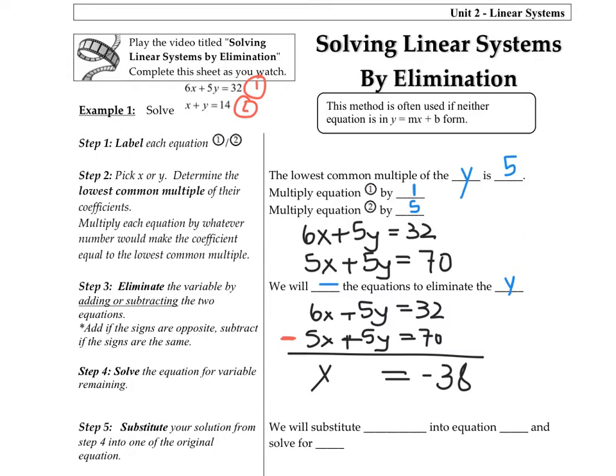Now, the rule of thumb is if for the variable you're trying to eliminate, the signs are the same, you want to subtract your lines. If the signs are opposite, you want to add your lines.